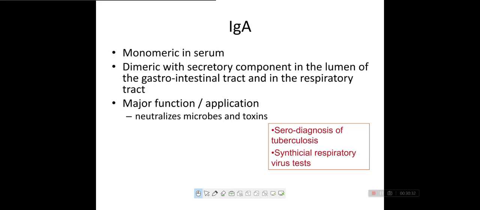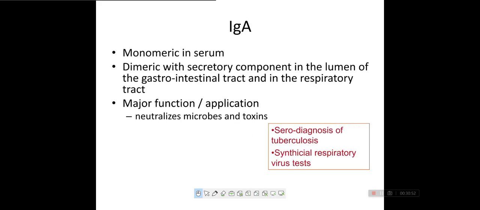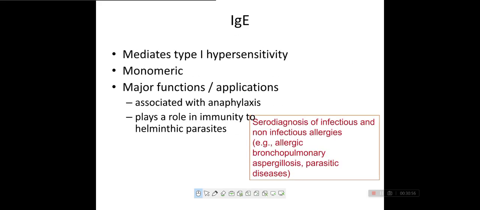IgA is monomeric in serum, and dimeric with a secretory component in the lumen of the gastrointestinal tract and respiratory tract. Major function: neutralize microbes and toxins. IgD is monomeric. Major function: present on the surface of B lymphocytes, functioning as a membrane receptor. The main role of IgD is unclear. IgE is involved in hypersensitivity, is monomeric, and is associated with anaphylaxis and immunity against helminth parasites.